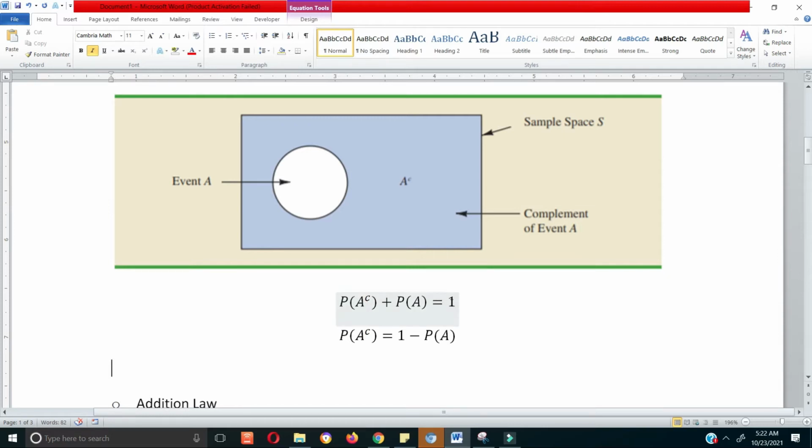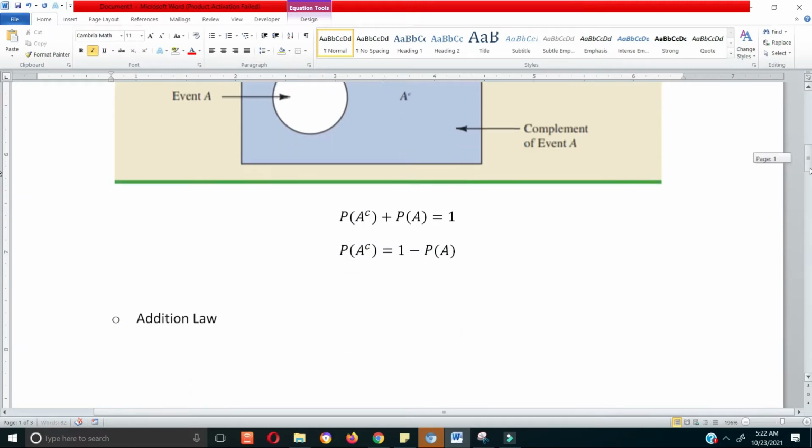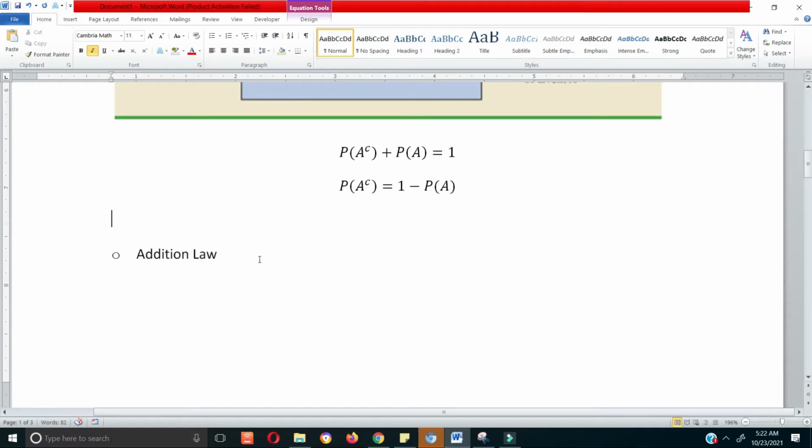So if you take it back to set interpretation, it's really the same thing, because the set plus its complement should give you the union. If you want to recover a complement given the union and the set, then the union minus that set should give you the complement of the set. So let's look at the addition law.